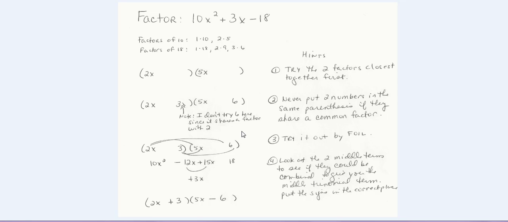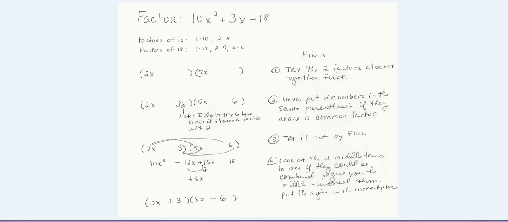So let's go on to the next step, the trial step. Try it out by foiling it. So 2 times 5 is 10x squared. 2 times 6 is 2x times 6 is 12x, and 3 times 5 is 15x. 3 times 6 gives me 18. So now I just have to see, are these two middle terms going to give me the 3x that I want? And I want a positive 3x.